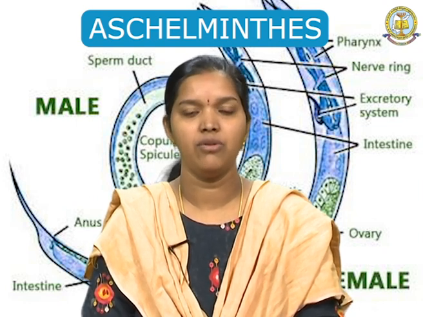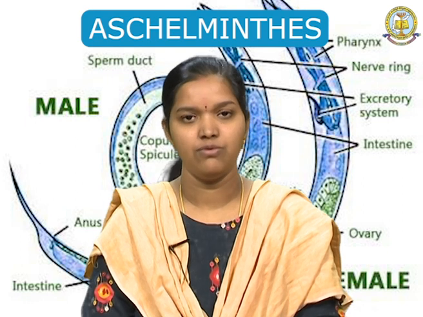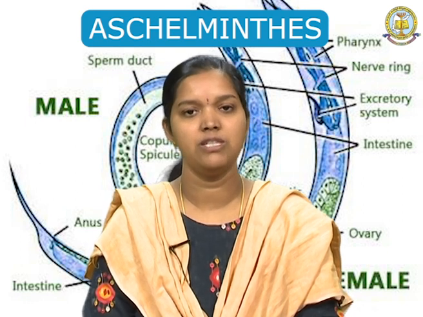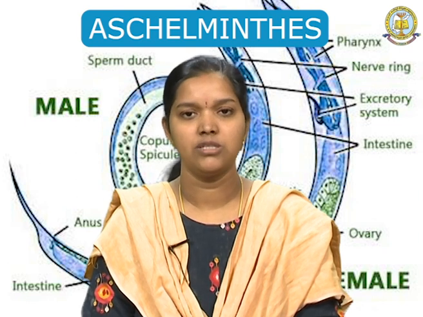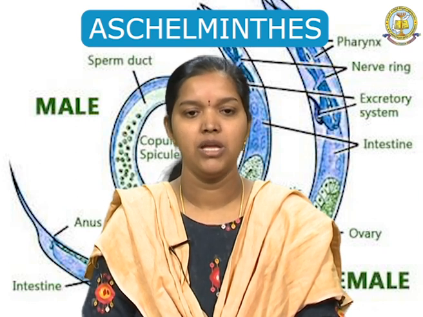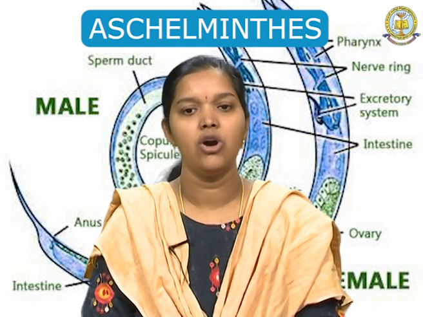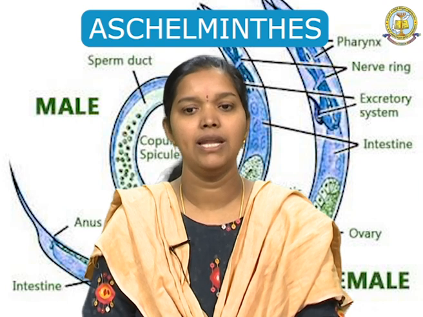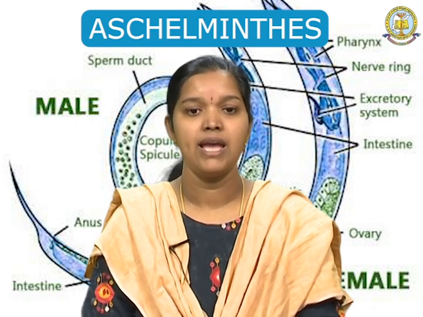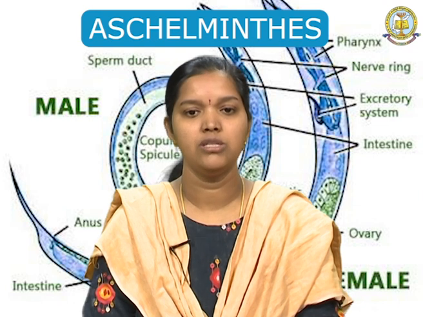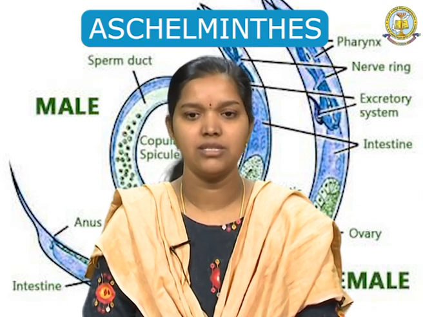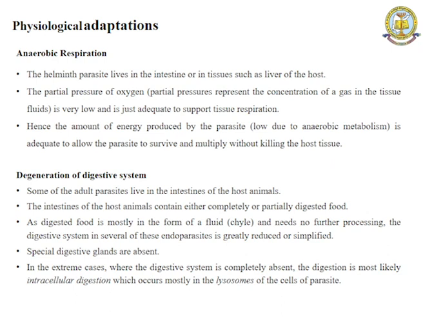Therefore, suckers of the parasitic flatworms help in the attachment of these parasites to the intestine of the host. In tapeworm, the scolex bears sucking pockets or accessory suckers or lateral sucking grooves, and in some cestodes and nematodes, hooks and hook-like structures are present for the attachment of these parasitic organisms to the host. And the next set of adaptations are the physiological adaptations.